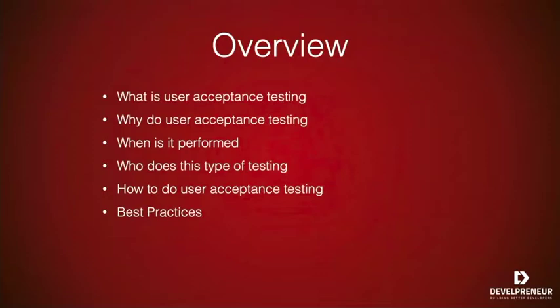So briefly, today we are going to be covering the who, what, when, where, and hows of user acceptance testing. We're going to look at what is user acceptance testing, why do we want to do user acceptance testing, when is it typically performed, who does this type of testing, and how to do the actual user acceptance test. Basically, what are the steps and processes that we need to actually implement this type of testing. And finally, we'll look at best practices in the Q&A.